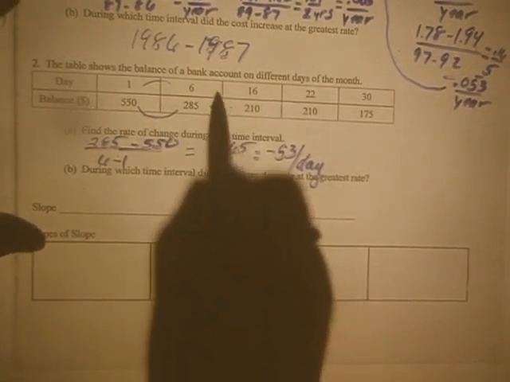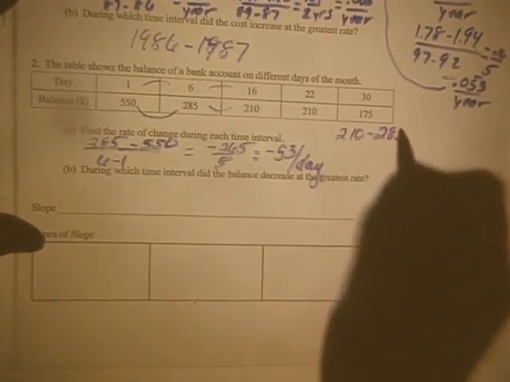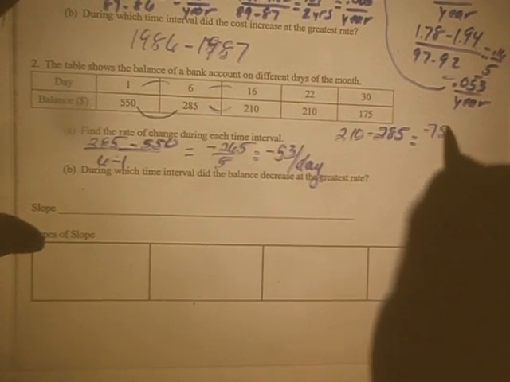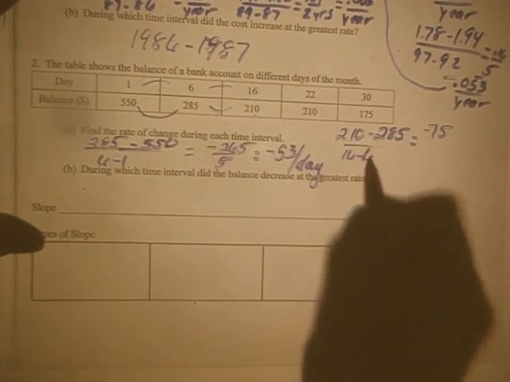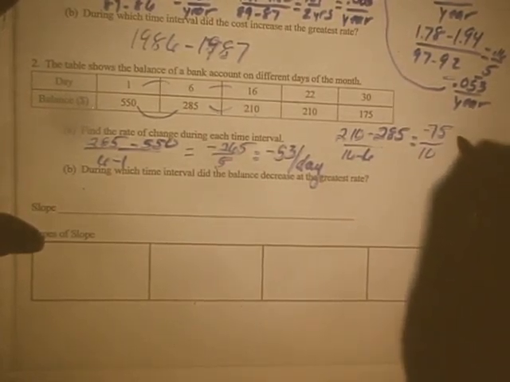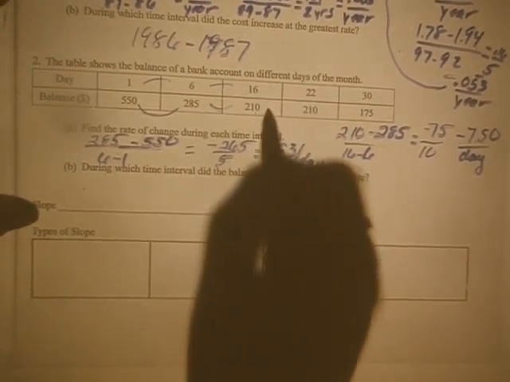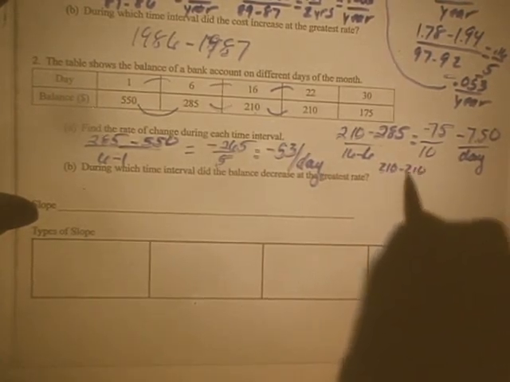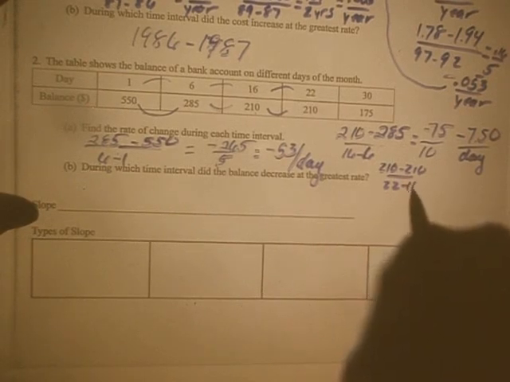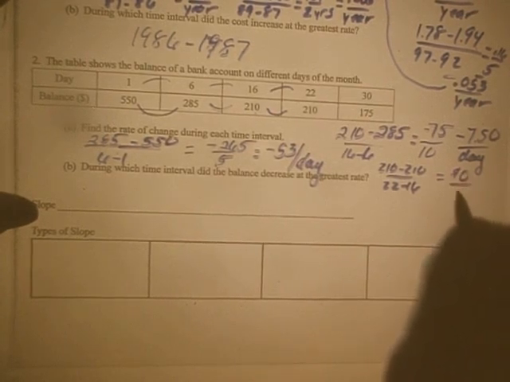The next one, we will have 210 subtract 285, which is negative 75. 16 minus 6 is 10. So here on average they are spending $7.50 per day. From days 16 to 22, 210 minus 210. They didn't spend any money during that interval, so that would be $0 per day.